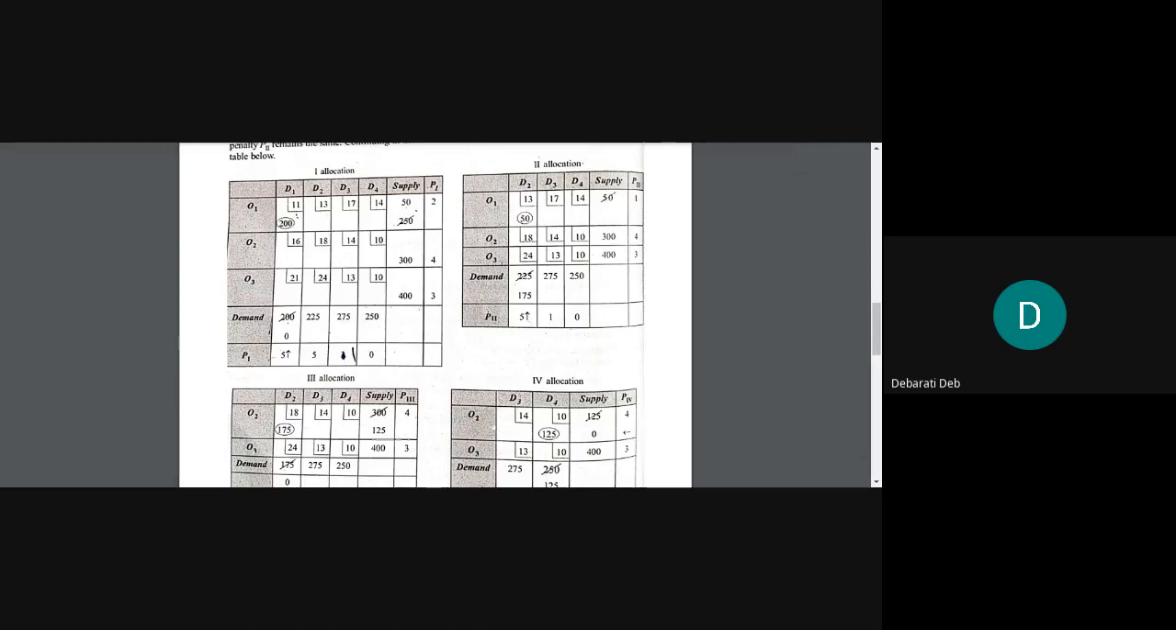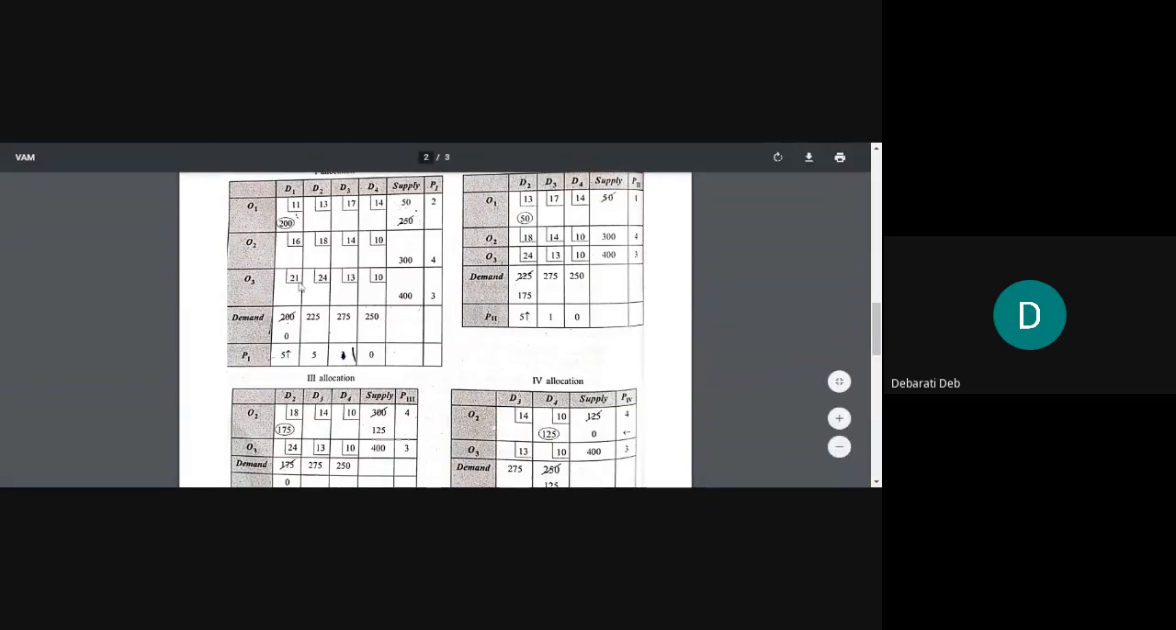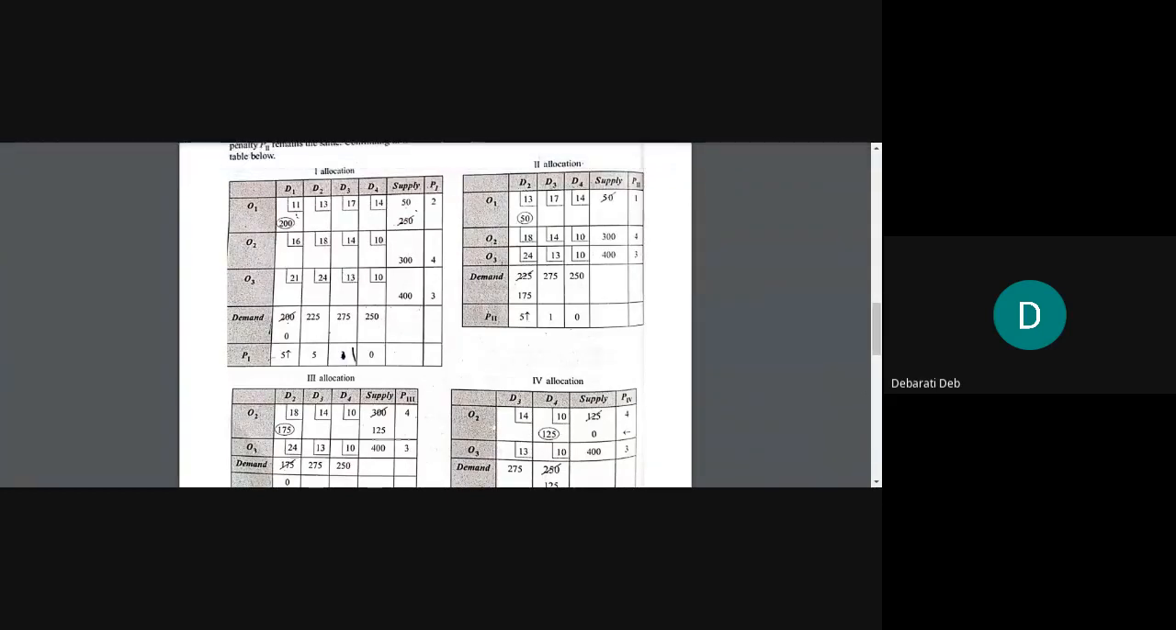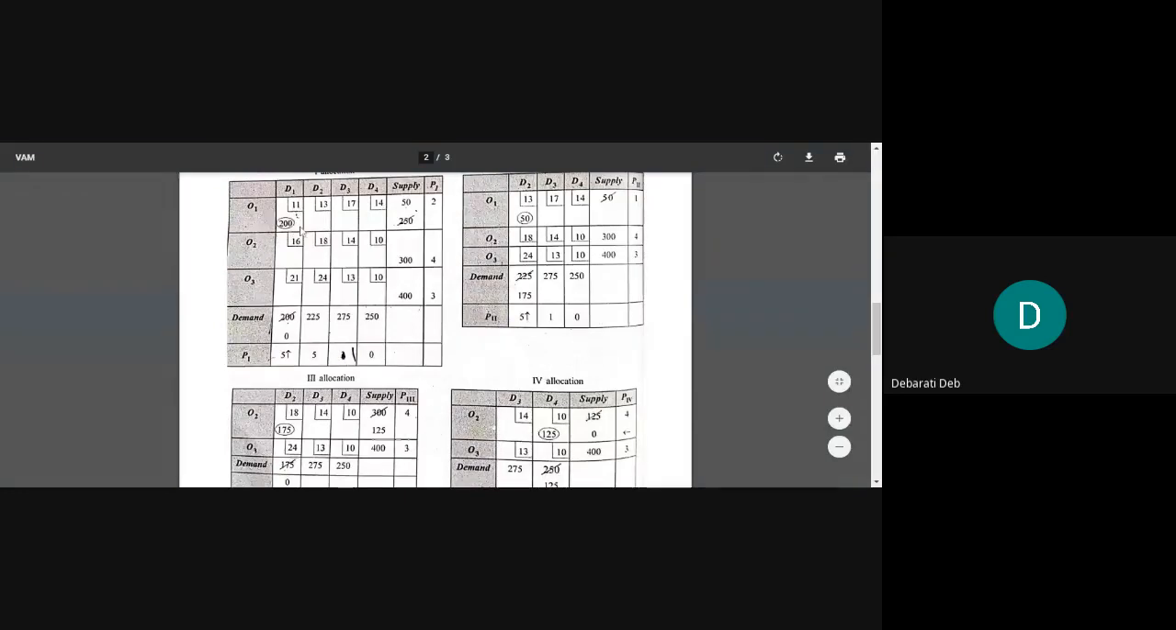So how will we allocate? The allocation rule is the same. We will have to compare the row total and the column total falling in this particular cell. The row total is 250 and the column total is 200. So out of 200 and 250, how much will we allocate? 200, because 200 is the lowest out of these two. So we are allocating 200 in this cell O1 D1.